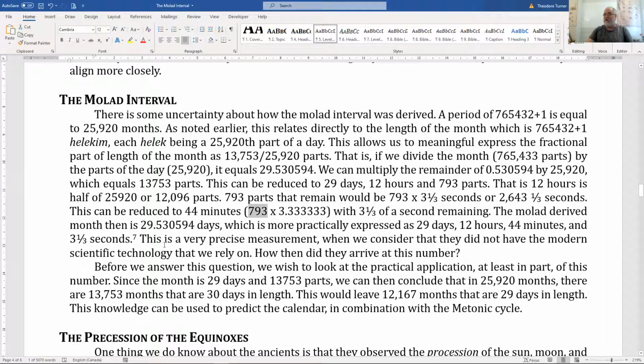The Molad derived month then is 29,005.30594 days, which is more practically expressed as 29 days, 12 hours, 44 minutes, and 3 1/3 seconds. This is a very precise measurement when we consider that they did not have the modern scientific technology that we rely on. How did they arrive at this number?